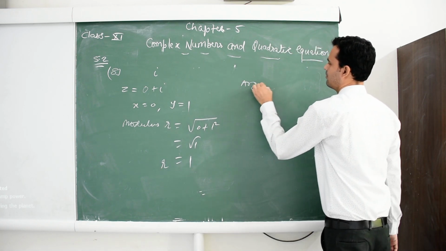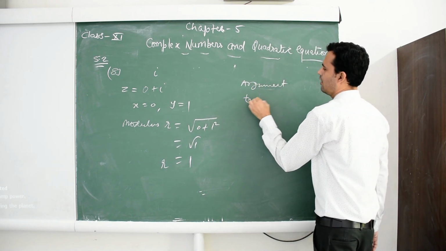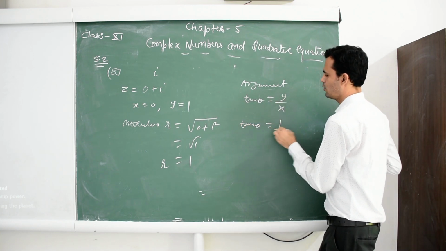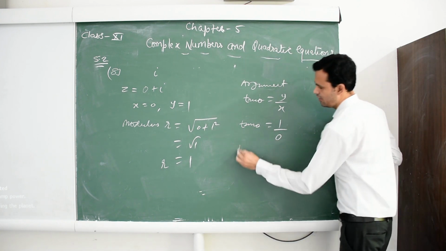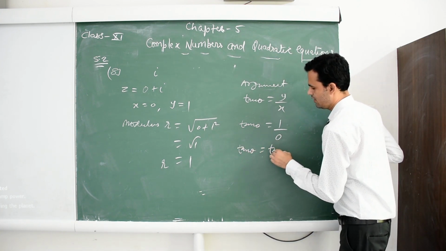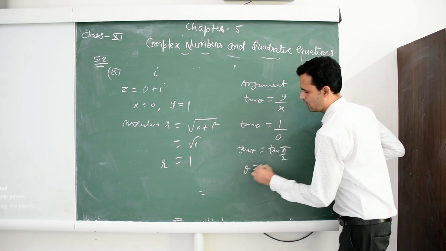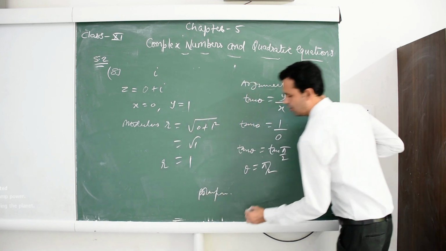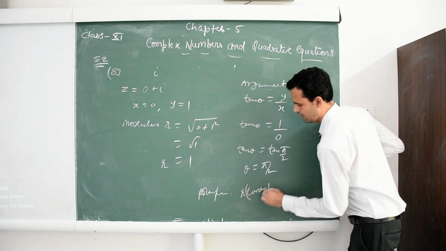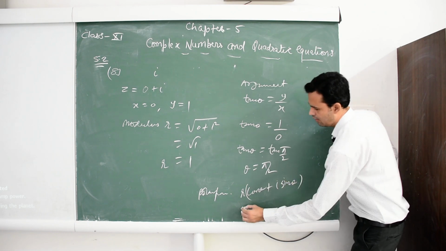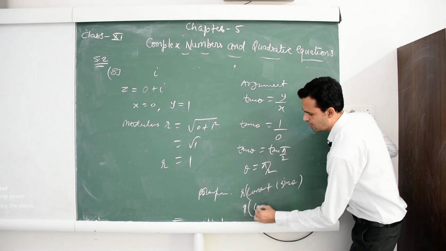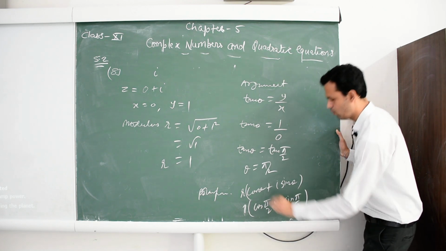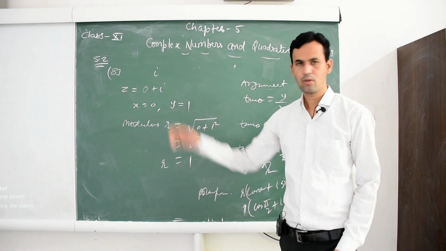Then argument: tan theta equals y by x. So tan theta equals, y is 1 and x is 0, so 1 upon 0, it means the value is tan pi by 2. Theta equals pi by 2. Now the polar form. Polar form is r cos theta plus i sin theta. r is 1, so 1 cos pi by 2 plus i sin pi by 2. So this is the polar form of question number 8.